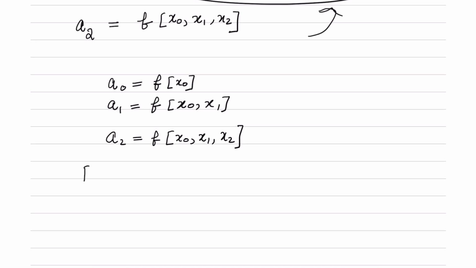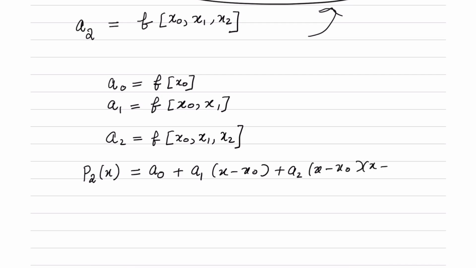Now our 2-degree polynomial in Newton's form was a0 plus a1 times (x minus x0) plus a2 times (x minus x0) times (x minus x1). This was the Newton's polynomial.